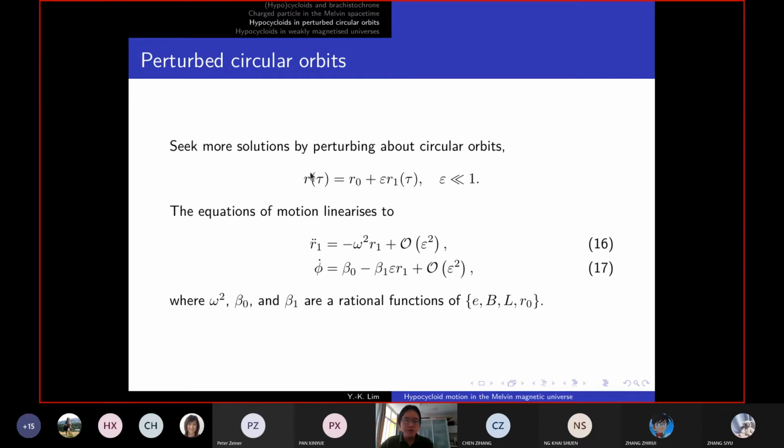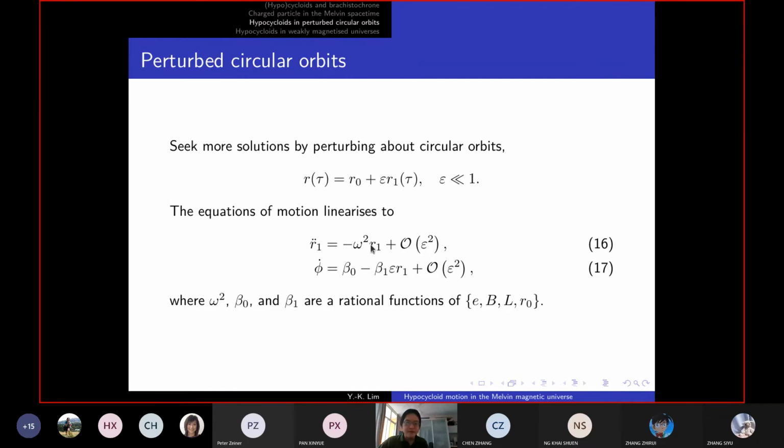So what we are going to do is to perturb about the circular orbits and try to find new solutions based on that. Which is to say that I'm going to write the r coordinate of the particle to be the circular orbit plus a small perturbation, and then I will find a solution for r1. Here I will treat epsilon to be a very small number. So if I put this into my equation of motion and only keep the leading orders of epsilon, which is to say I'm linearizing the equations of motion, I get this simplified set of equations.